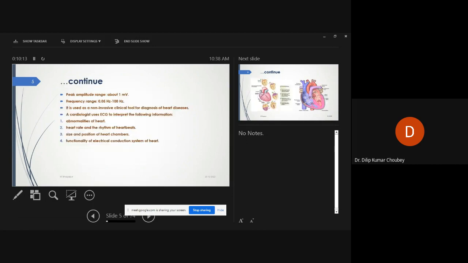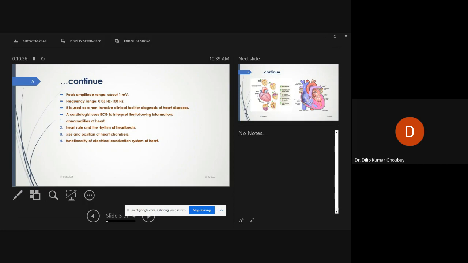Next is regarding the peak amplitude. Generally, the peak amplitude is about 1 millivolt. And if we are concerned about the frequency, then the frequency range of the ECG signal is 0.05 to 100 Hz. So it will lie within that frequency interval, and the peak amplitude is 1 millivolt.